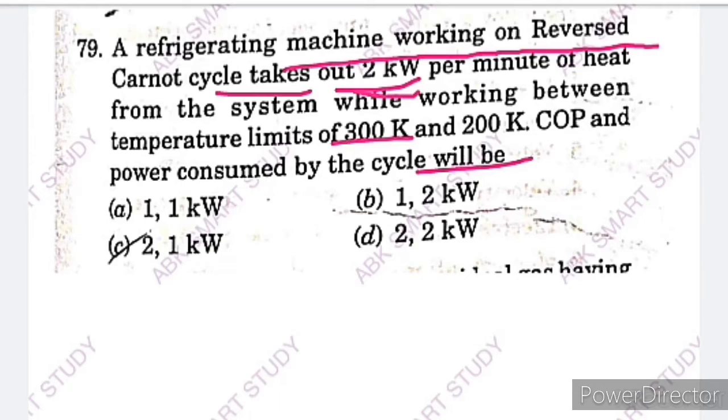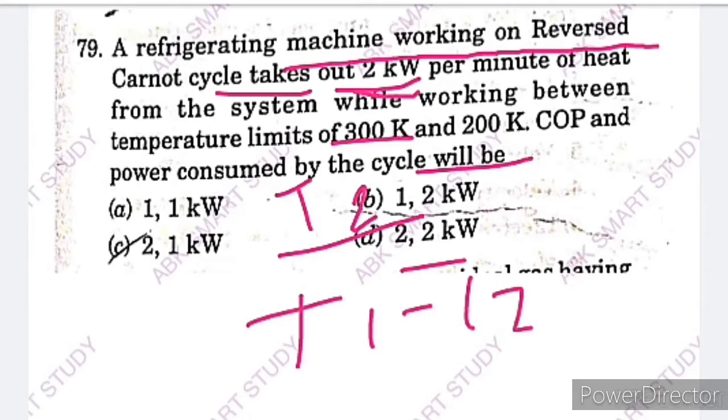So first of all we find the COP of the cycle. COP of the refrigerating machine we know is equal to T2 divided by T1 minus T2. Here T2 is given 200, divided by 300 minus 200. So COP is equal to 200 divided by 300 minus 200, which is equal to 2.